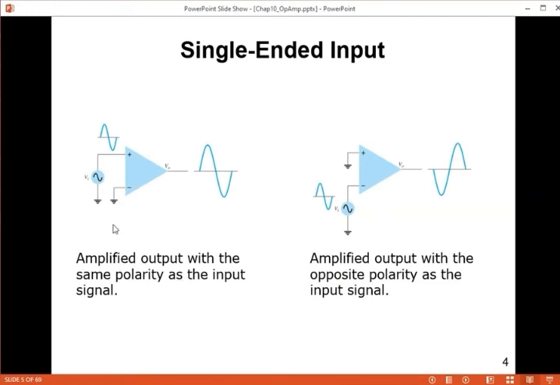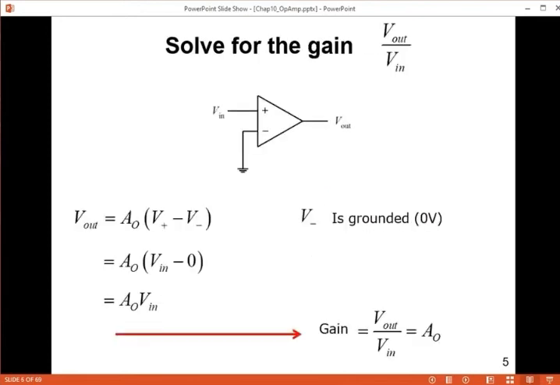So that is the difference: applying input to the non-inverting input will produce the same polarity, but if you apply input to the inverting input terminal, your output will be out of phase. This is the basic theory. However, in reality, you will have to consider a few normal conditions for the op-amp.